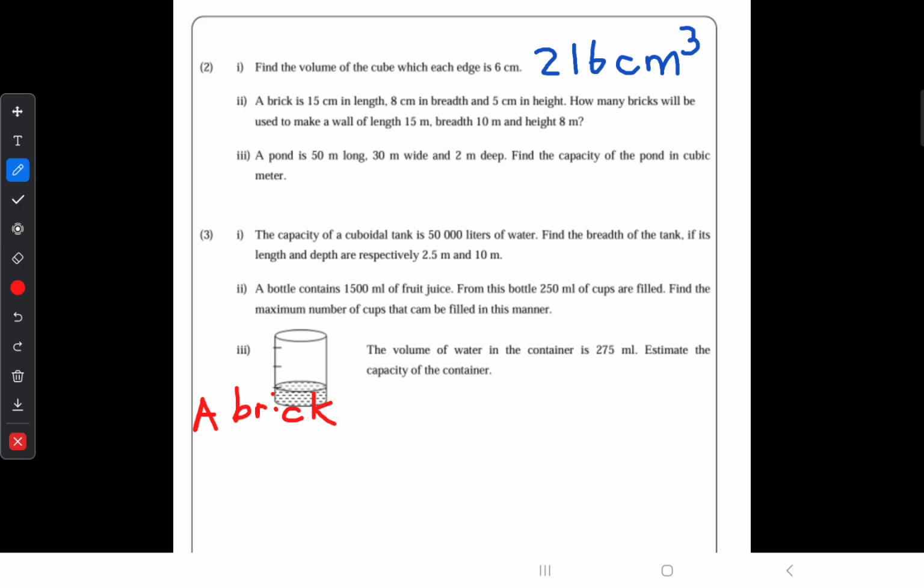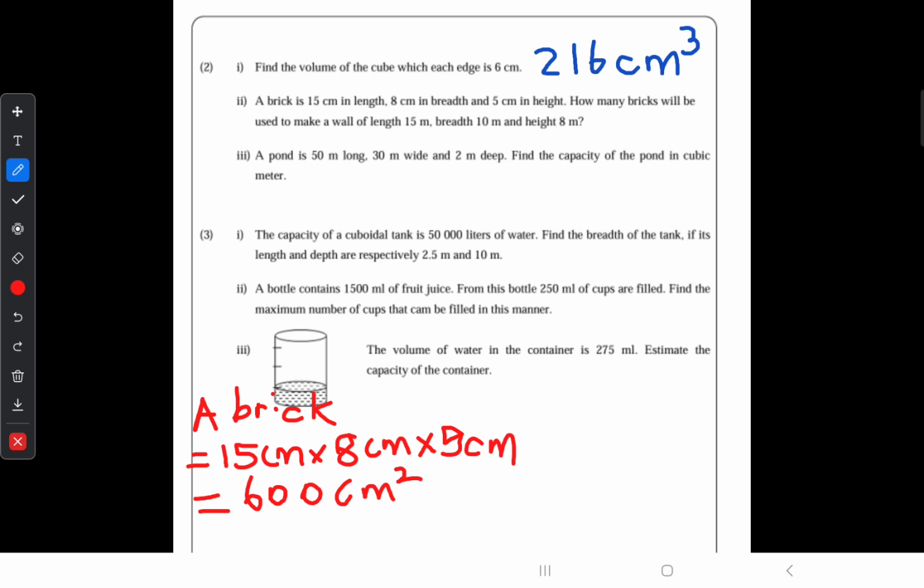Volume of a brick is 15 centimeter into 8 centimeter into 5 centimeters. 15 into 8, 120, into 5, 600 cubic centimeters. That is the volume of a brick.